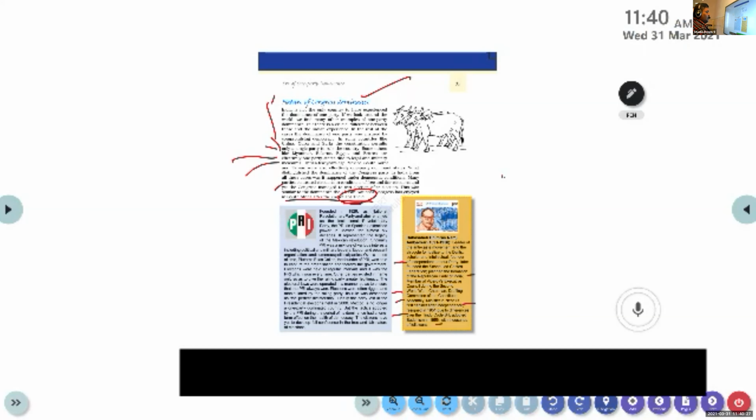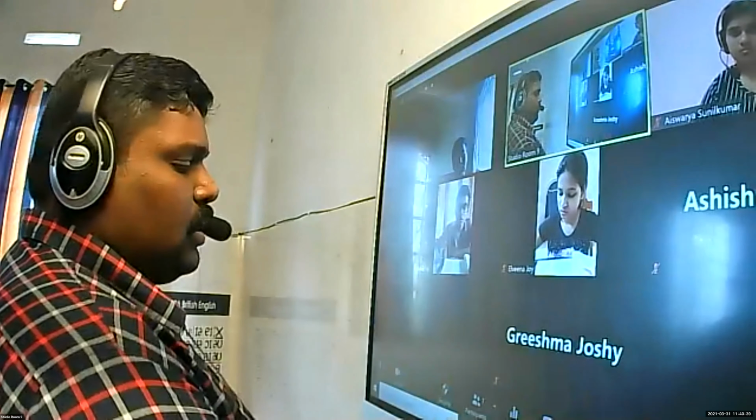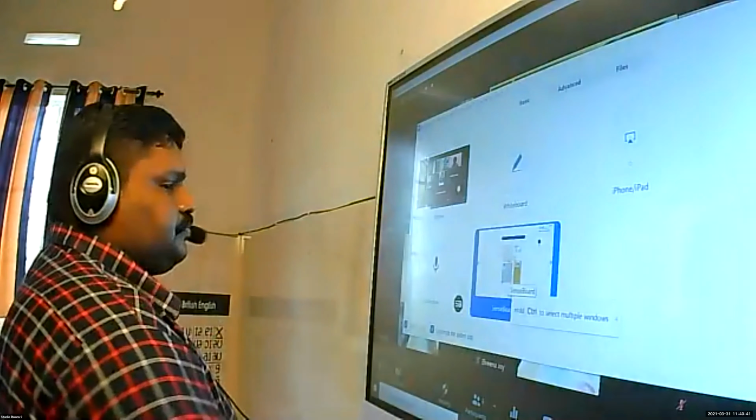A number of things are connected with him. There are a number of one mark answers from that area also. Clear or not? Okay, so read about Dr. B.R. Ambedkar and the land.